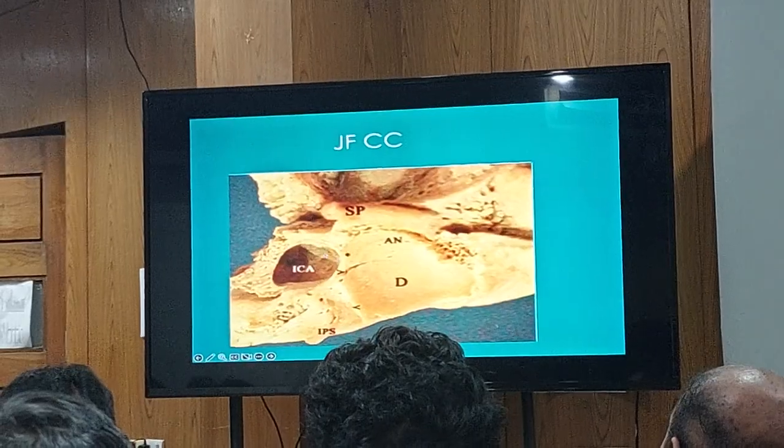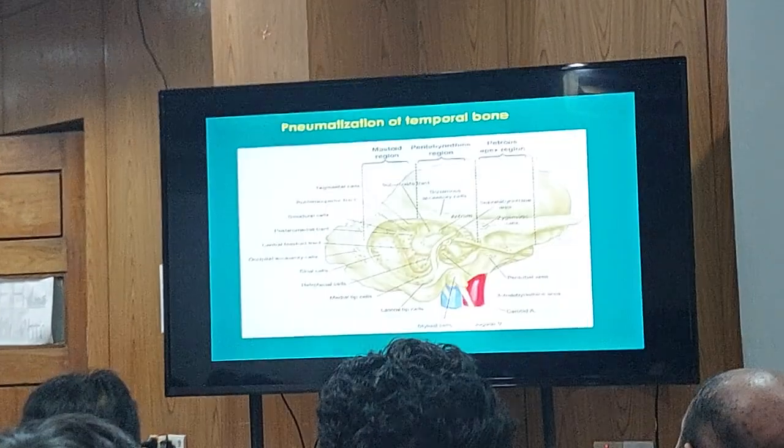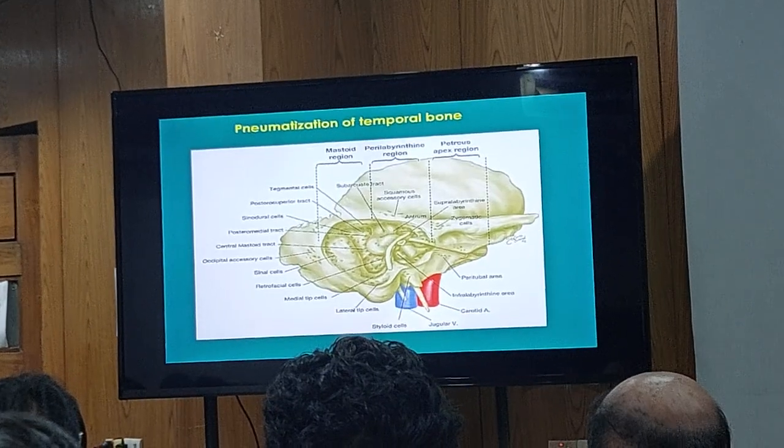So you know, this is the carotid canal, this is the jugular portion. And again, the inferior view. So this is the impression.